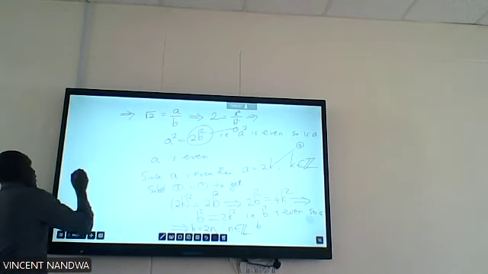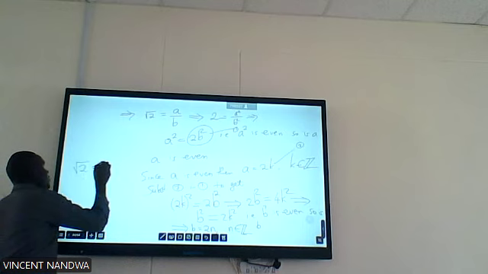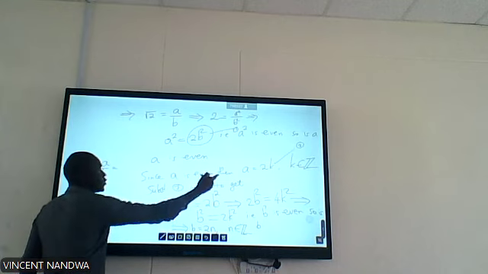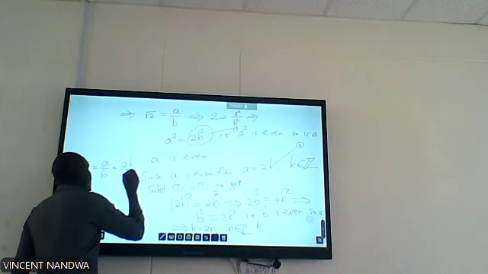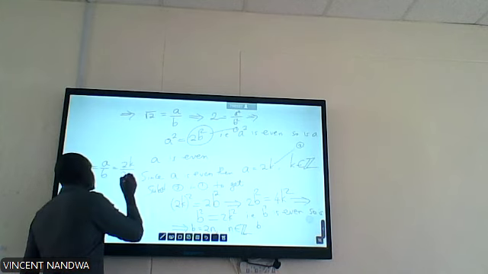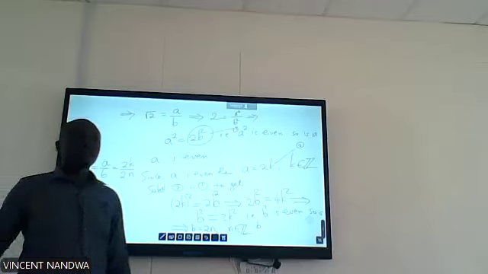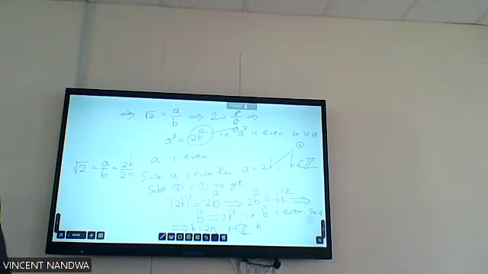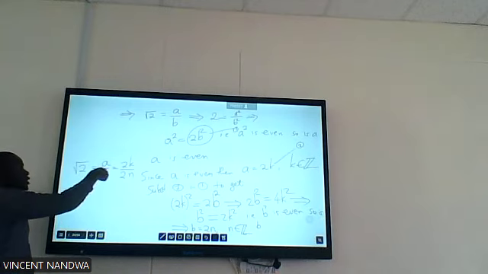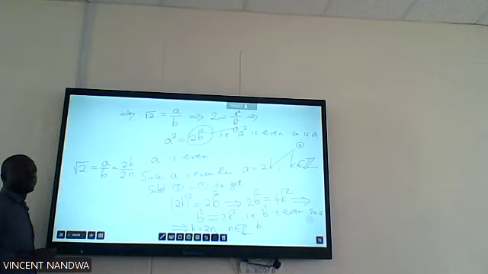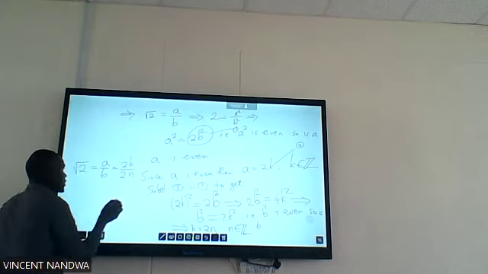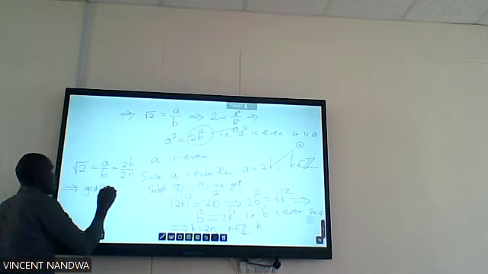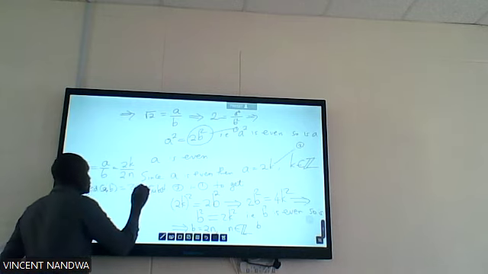So where we came from, a over b, is written as a is 2k and b is 2n. So is the GCD of a and b 1? Is the GCD of a and b 1? This implies that the GCD of a and b is 2, which is not 1.